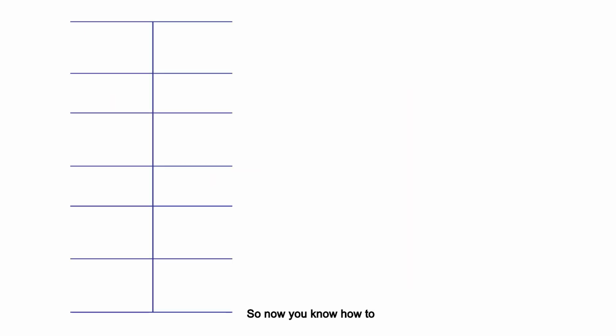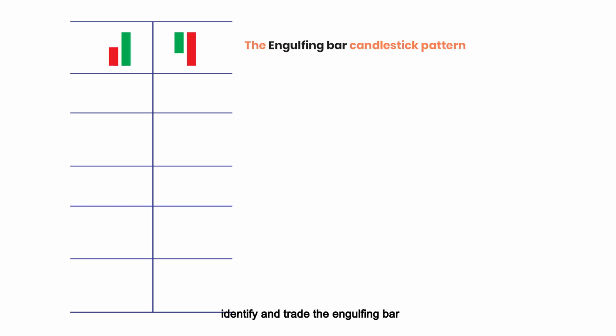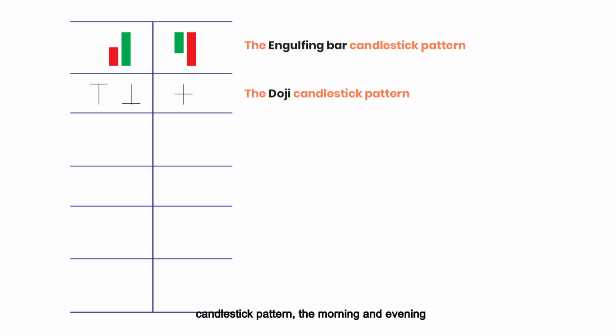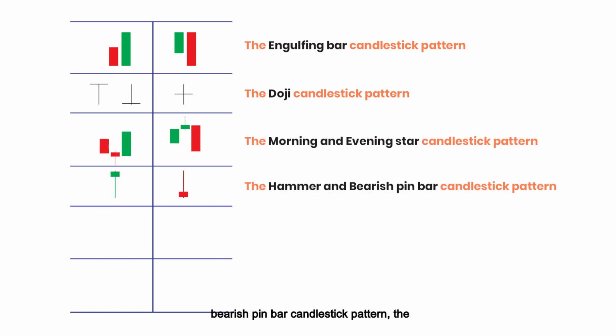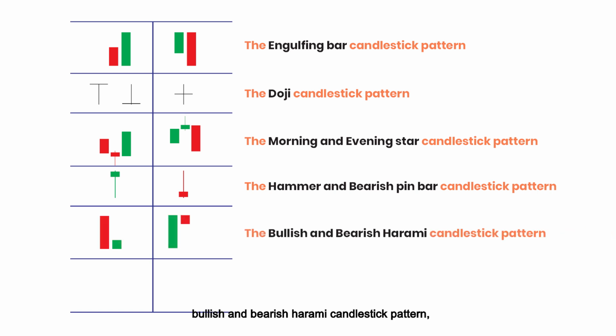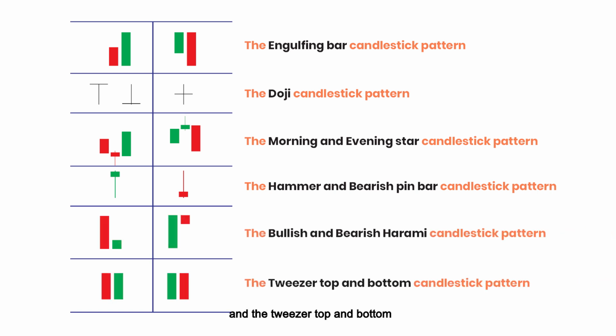So now you know how to identify and trade the engulfing bar candlestick pattern, the doji or indecision candlestick pattern, the morning and evening star candlestick pattern, the hammer and bearish pin bar candlestick pattern, the bullish and bearish harami candlestick pattern, and the tweezer top and bottom candlestick pattern. However, my best picks that should really have your attention are the engulfing bar candlestick, the morning and evening star candlestick pattern, the harami candlestick, and the tweezer top and bottom respectively.